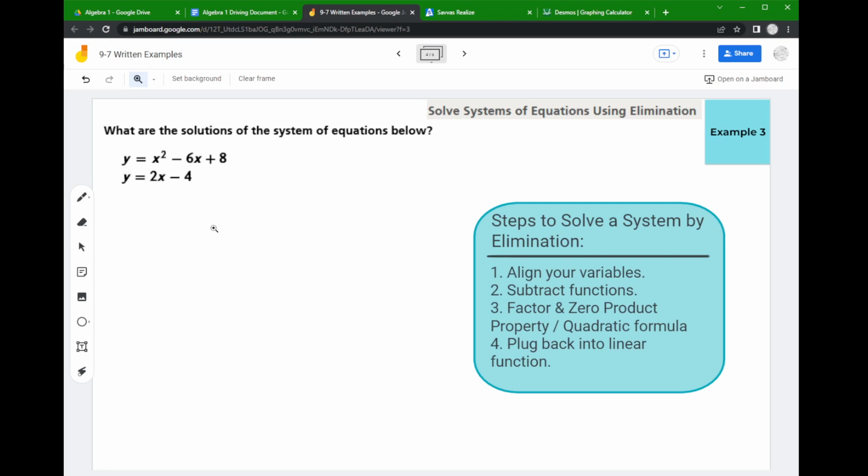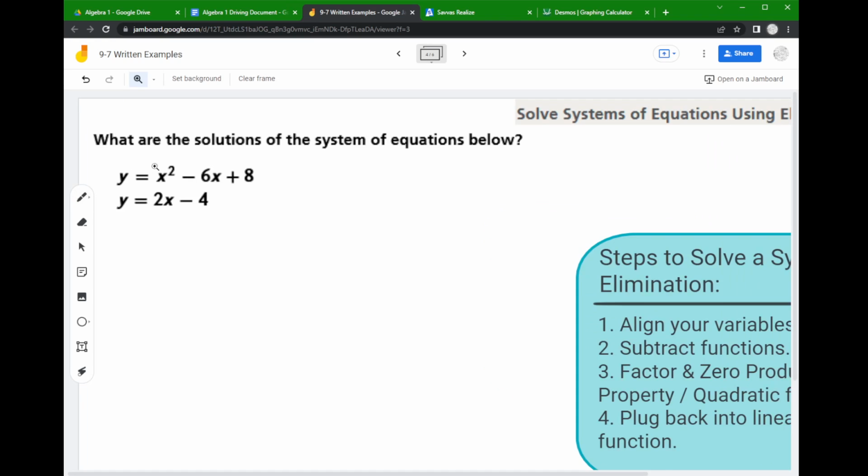So the first step says to align your variables. So take a look at these equations. Do you see how right here, x squared and the 2x are stacked on each other? Well, those aren't like terms. And so I don't like that they're stacked up like that. I think that's yucky. Same thing with this 4. It should be underneath the 8.